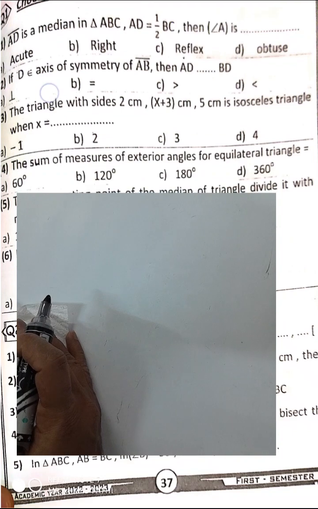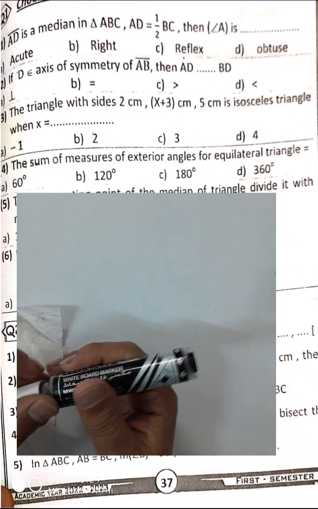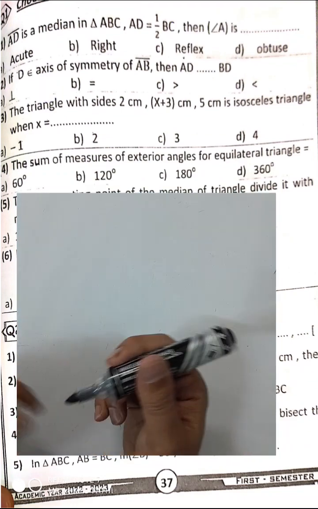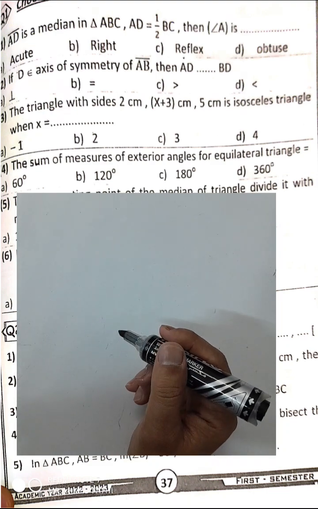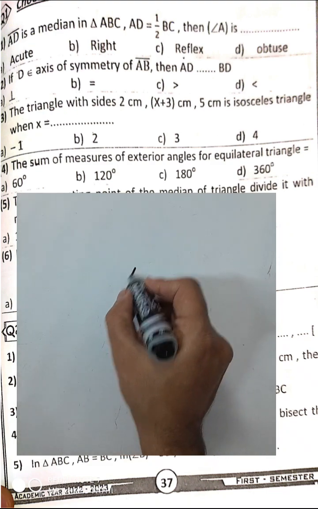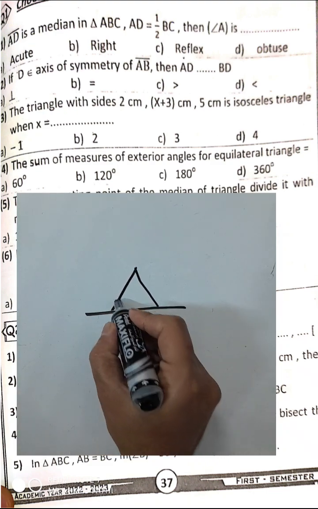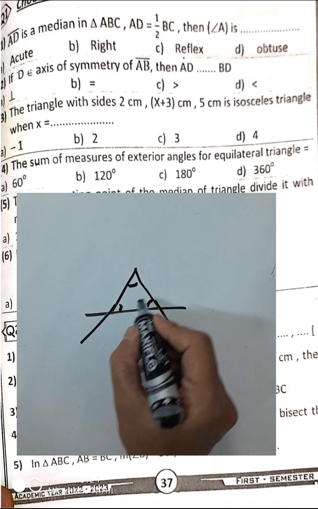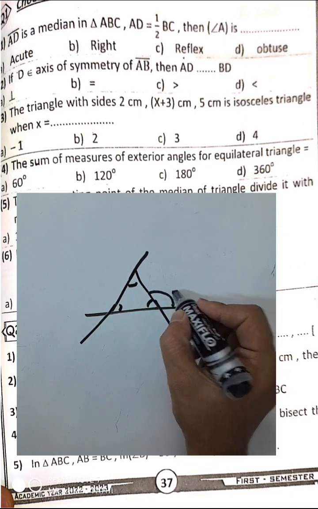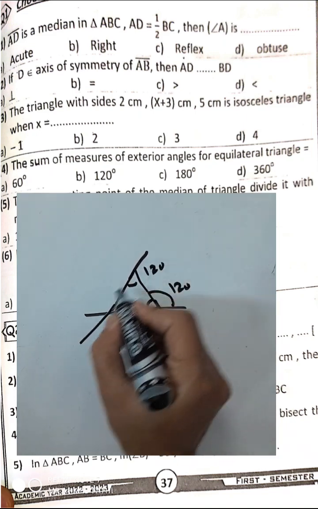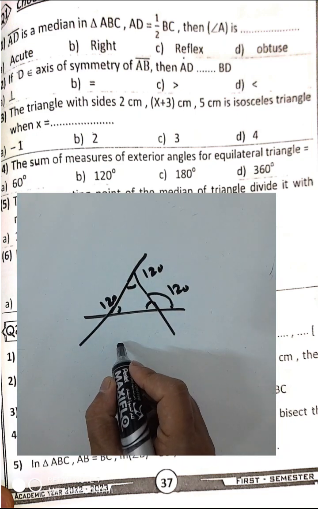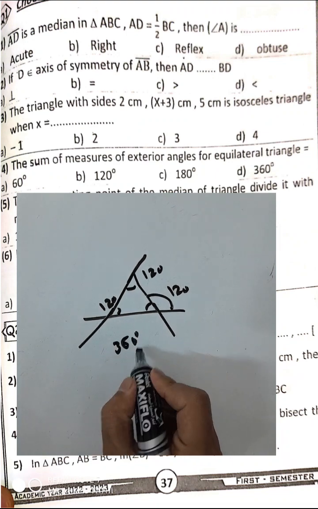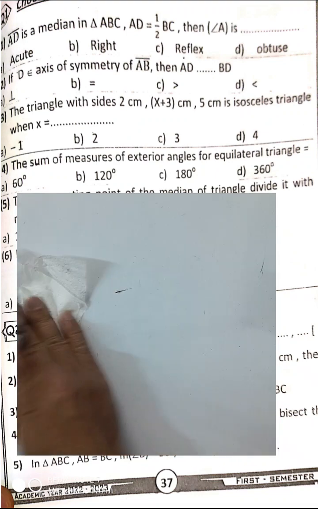Next question. The sum of the measures of the exterior angles of an equilateral triangle equals what? He wants to find the sum of the measures of the exterior angles. The interior angles here are 60 and 60 and 60. We can find the exterior angles here: 120 and 120 and 120. The sum will be what? 360 degrees. The result will be letter D.